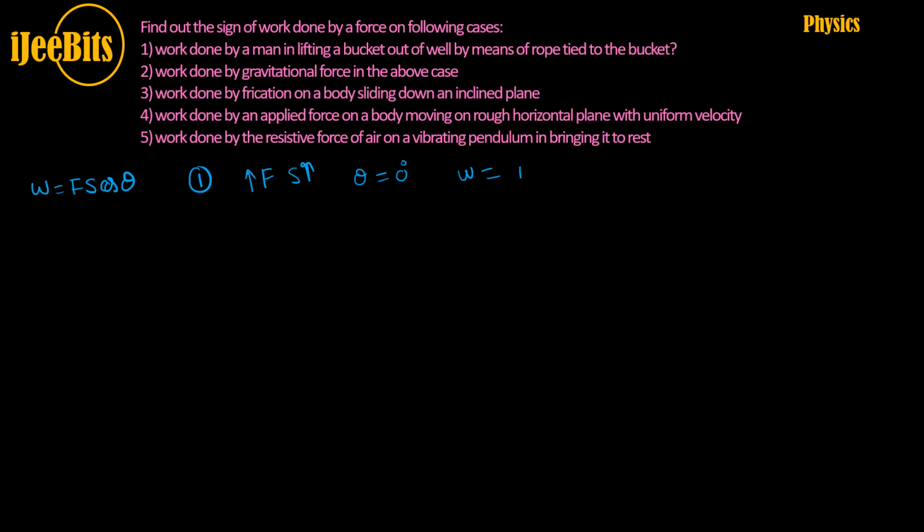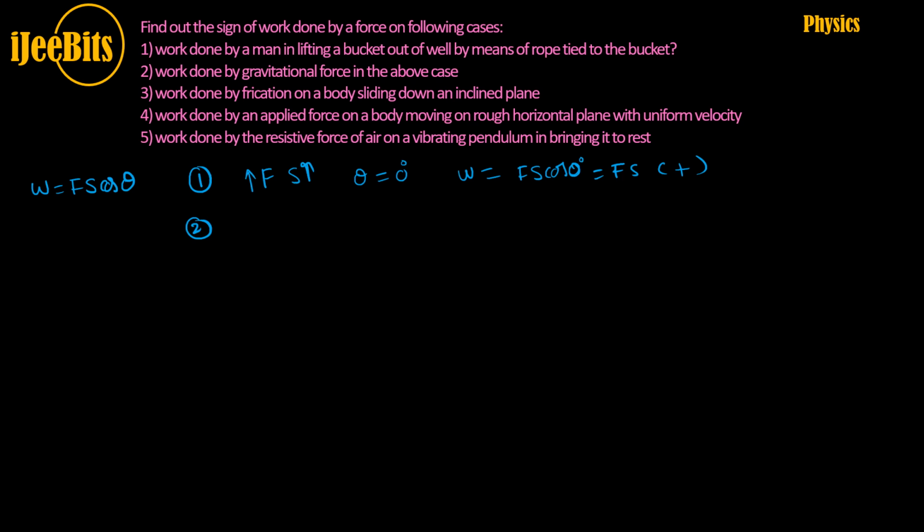Fs cos theta, Fs cos 0. Cos 0 is nothing but 1. So Fs. So it's positive. So the work done would be positive. Clear? Let's look at the second one.